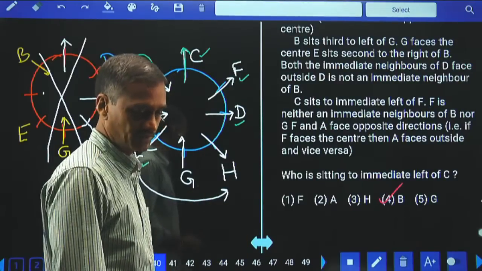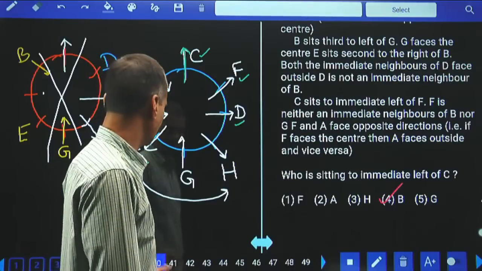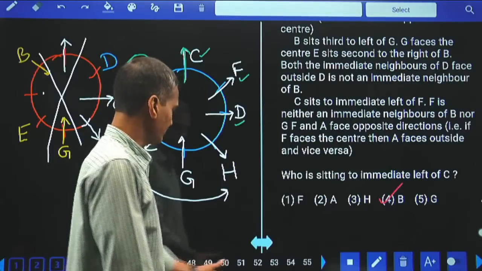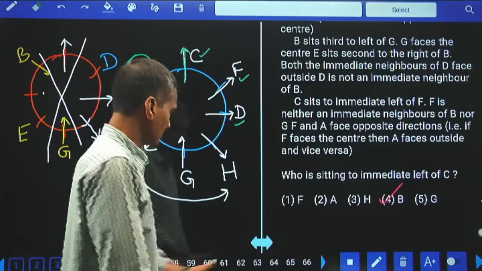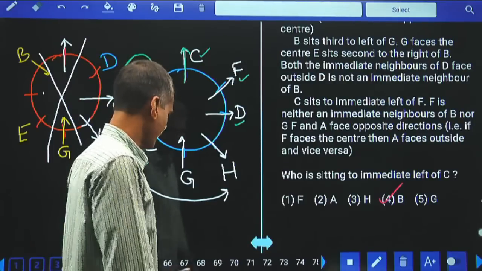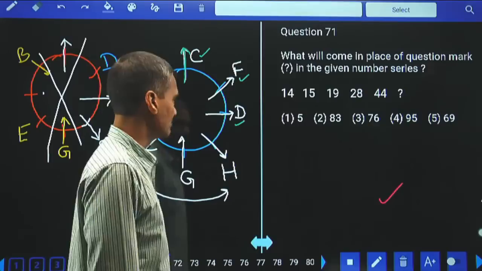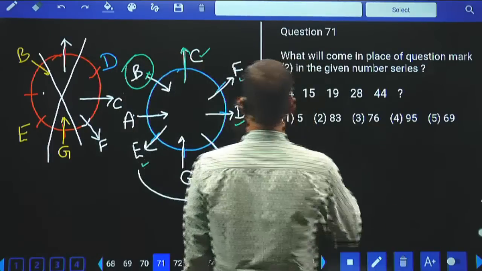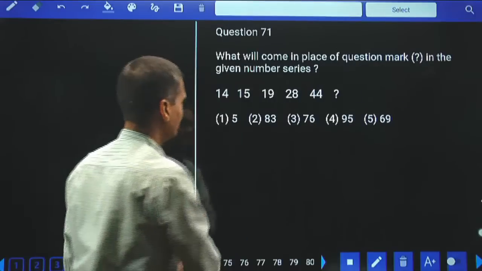Then, now 5 more questions were left over. That is number series. Now 71 to 75 are the questions that come under number series. Now let us start working them as well. Coming to question number 71. Now in this question number 71, tell me what is the answer we have.